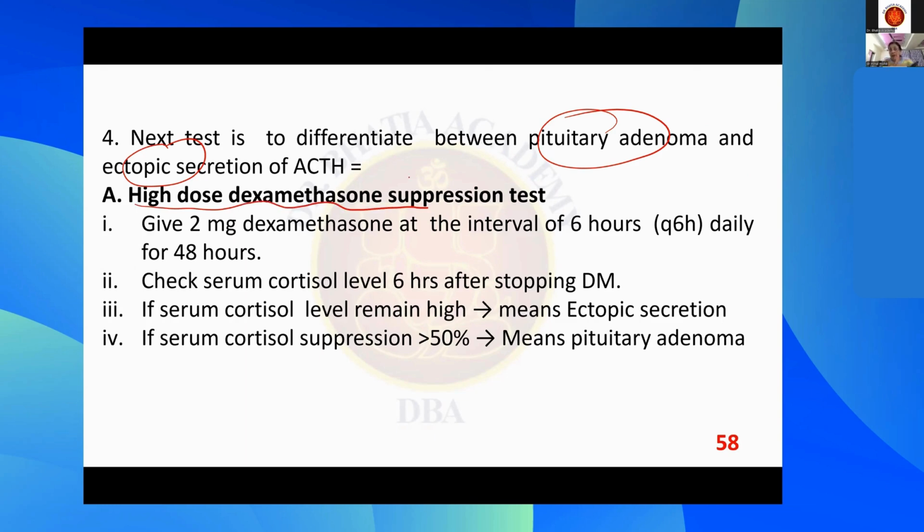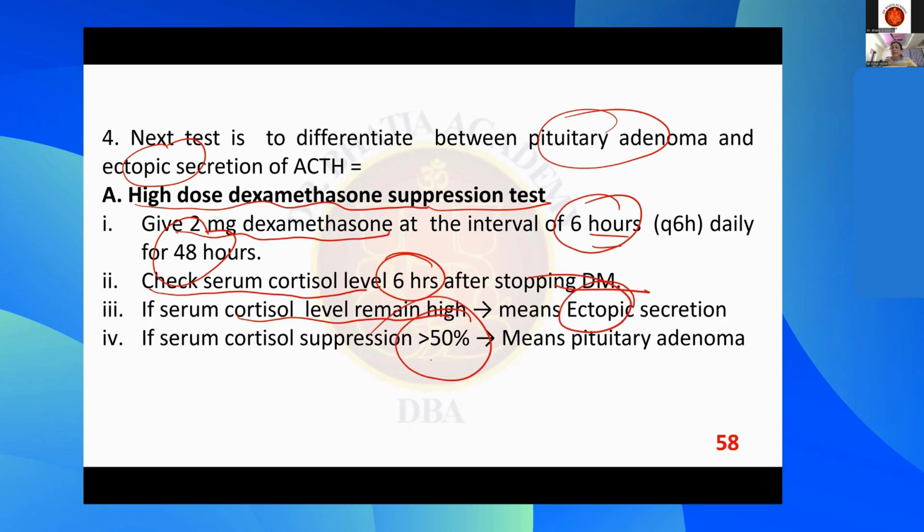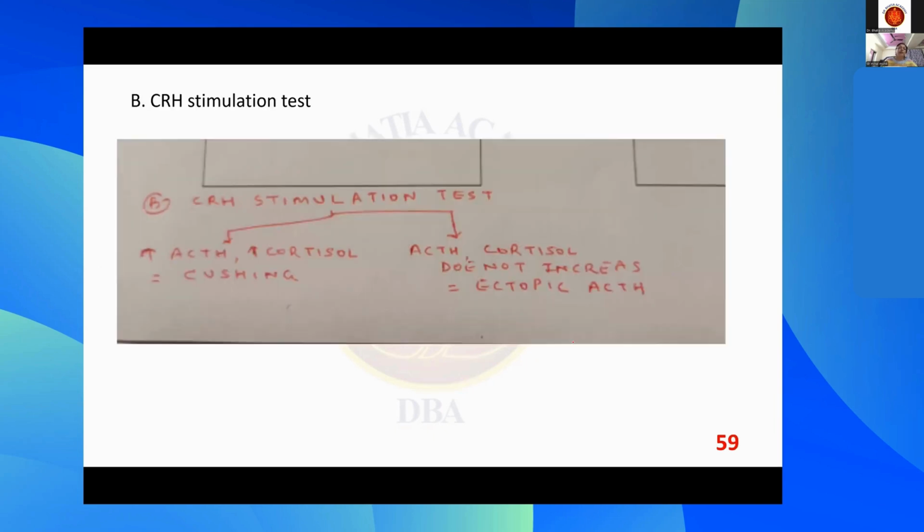Now, ectopic production is never suppressible. So you go for high dose dexamethasone, that is 2 milligram dexamethasone at 6 hour intervals, 4 times a day for 48 hours. Check the serum cortisol after 6 hours of stopping the dexamethasone. If the cortisol remains high, it means you're dealing with ectopic. If the cortisol is suppressed by more than 50%, you are dealing with pituitary adenoma.